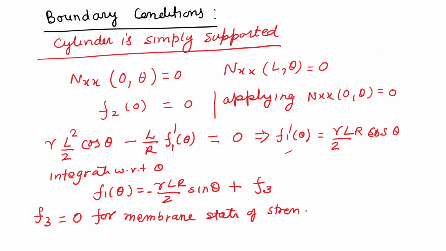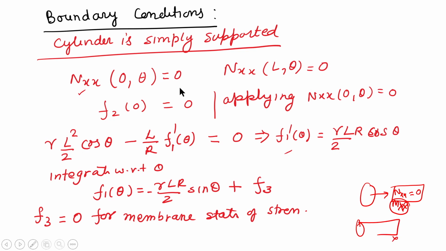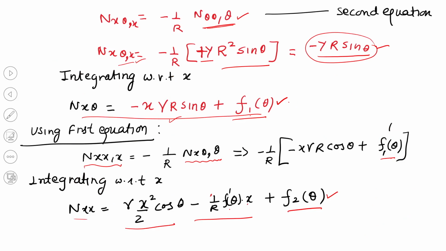The cylinder is simply supported. If something is simply supported, it means the axial force and axial moment. Now, we are talking about a membrane stress, the moment is not there. So, axial force is going to be 0. So, when you say that x is equal to 0 of a shell and x is equal to L, nxx is 0. If we apply this condition and put x is 0, this has become 0, this has become 0. So, f2 theta equal to 0.